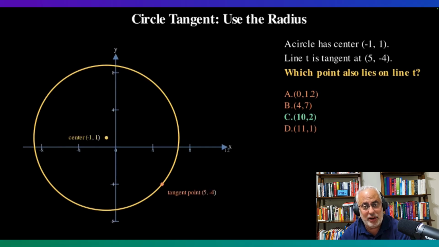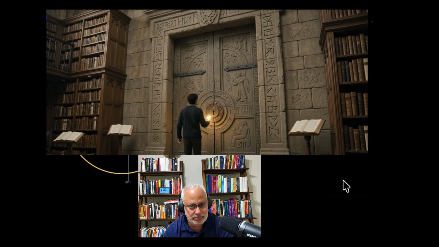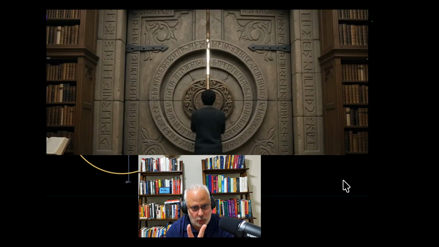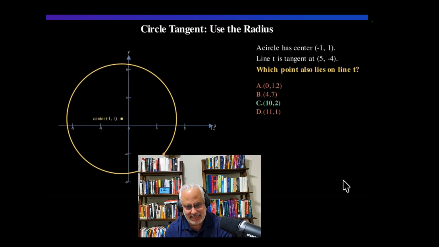So now we are working with the key. The key here is the slope. But to find the slope, we need two slopes. We need the slope of the radius of the circle, which is a line, and we need the slope of the tangent line to the circle. And this is what we're going to do using rise over run.